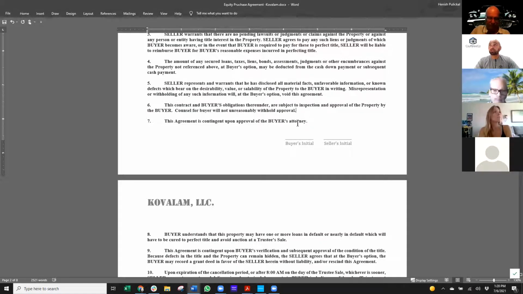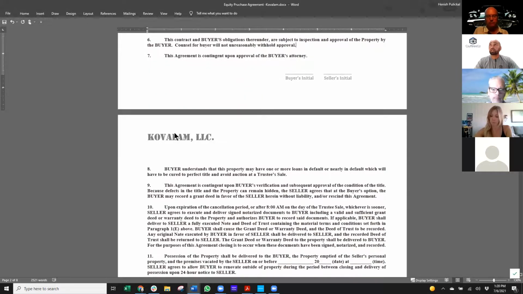Number 6, contract and buyer's obligations are subject to inspection and approval of the property by buyer. Counsel for buyer will not unreasonably withhold approval. It's just saying, hey, I could double check with my attorney on this stuff if I need to. Agreement is contingent upon approval of the buyer's attorney, right? In this case, I'm the buyer, or my entity is.